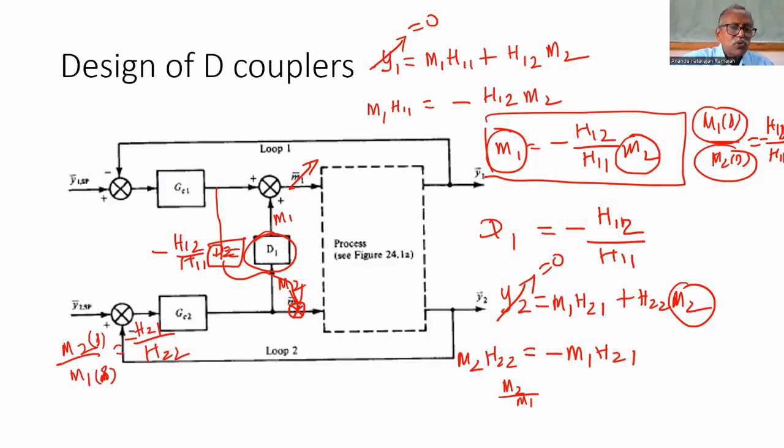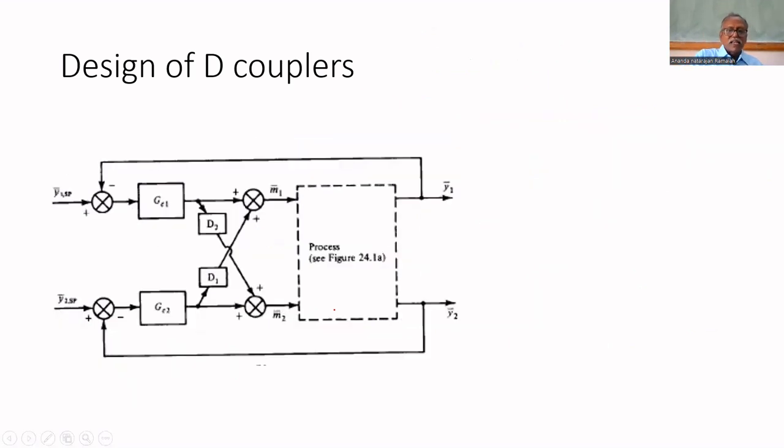This is decoupler 2. D2 equal to minus H21 by H22. What is the input? Input is M1. Output is M2, additional M2. This is M1 as the input. If you put this decoupler, you won't get any interaction. This decoupler will nullify the effect of interaction. So this way we can design the decoupler.